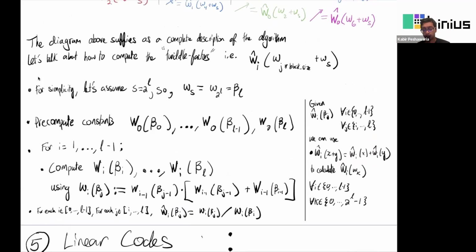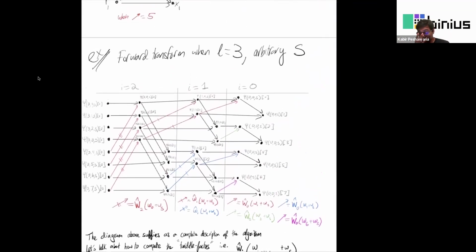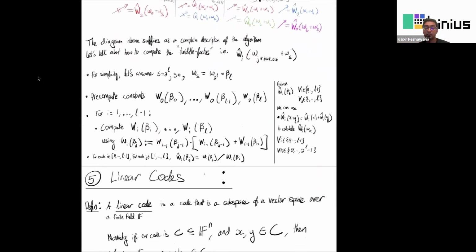Cool. That concludes section 4. We talked about the forward transform, and if you understand this, you're in great shape. I would recommend pausing here and trying to review everything that we've learned from section 1 to section 4 so far. And once you're comfortable with that, we'll move forward into section 5.